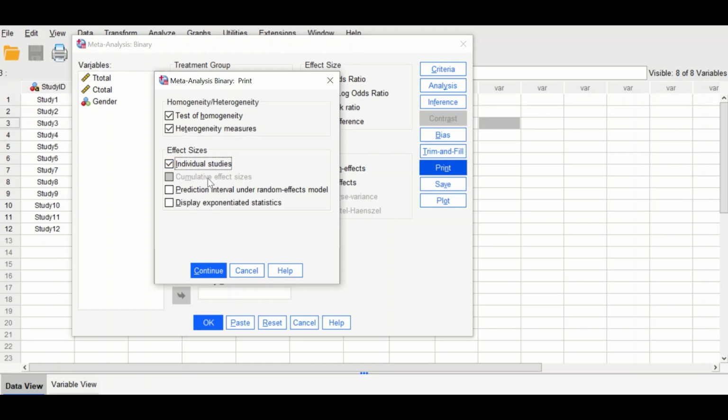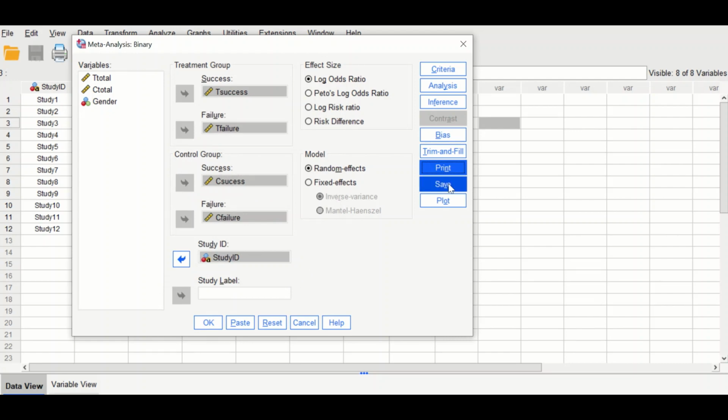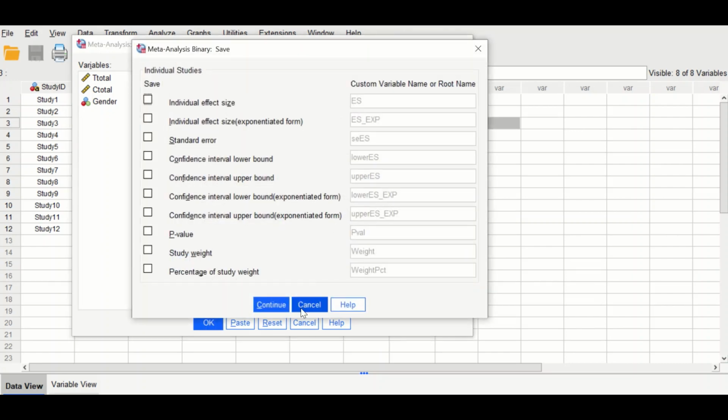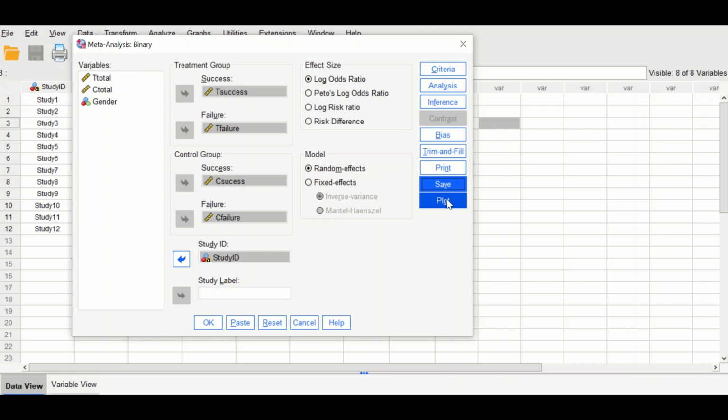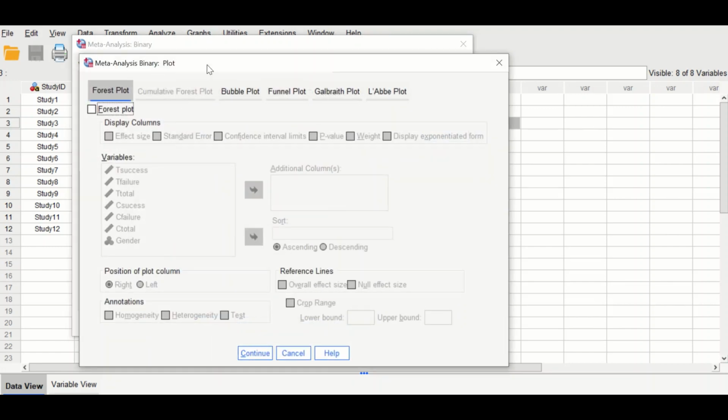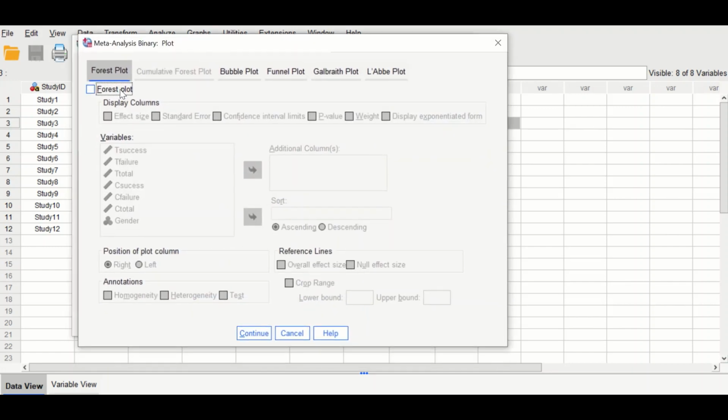For the effect size for individual study, tick on that, and tick on the prediction interval under random effect model, and tick on display exponential statistic. Click on continue, and for save no changes. And for plot, here an important part, to generate several plots we will stick with the forest plot and the funnel plot.